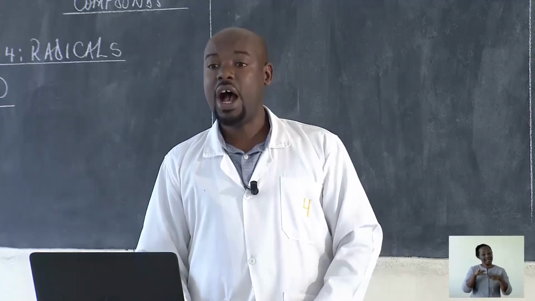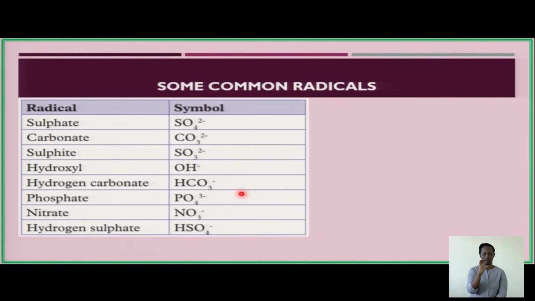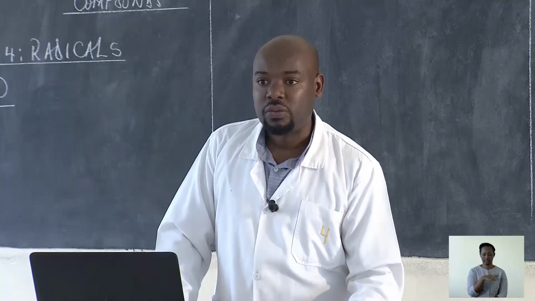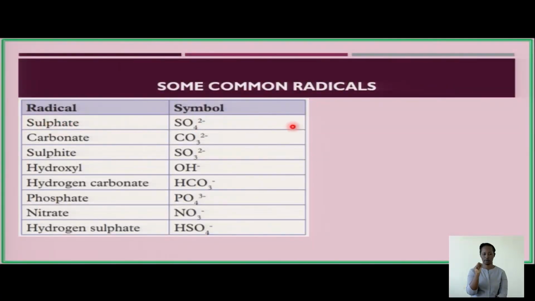And here we have the examples of some common radicals. We have a sulfate radical, which is SO4. Sulfate, which is SO4 2 negative.